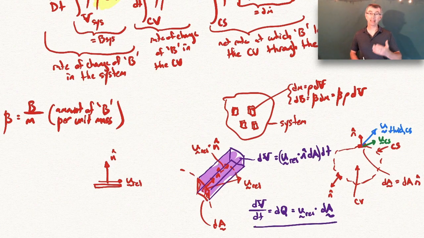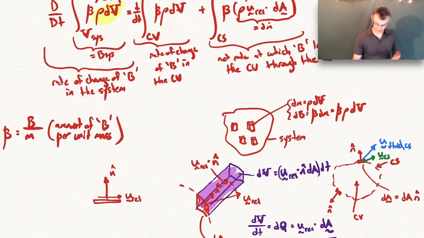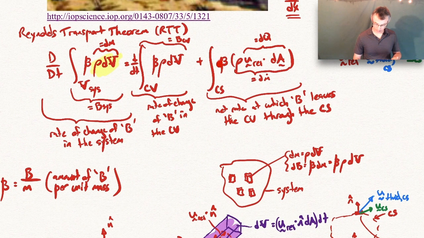Again, if we multiply that by density, we get the little bit of mass flow rate. That's this bit in parentheses. And then when we multiply it by the amount of B per unit mass, that gives me the little bit of B that's left through that little bit of area. And when I integrate it over the whole control surface, I get the total amount of B that's left through our control surface. Now I say this is the net amount of B coming out.